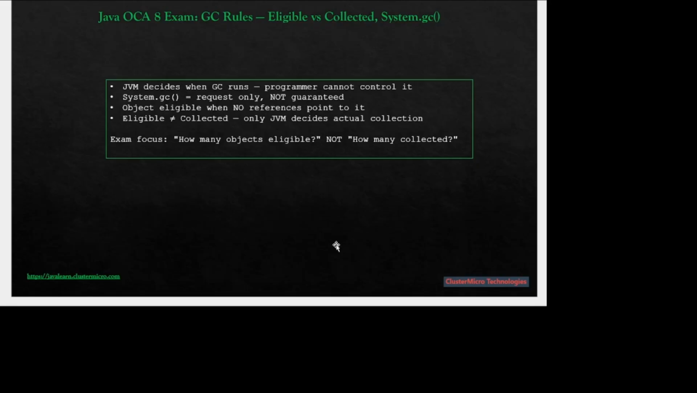Rule number 4: eligible doesn't mean collected. An object that is eligible for garbage collection can still sit in memory for a long time. If the exam asks how many objects are garbage collected, that's a trick. You can only say how many are eligible. You can never say how many are actually collected because only the JVM knows that.